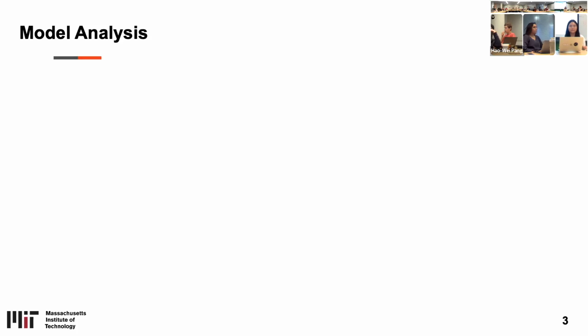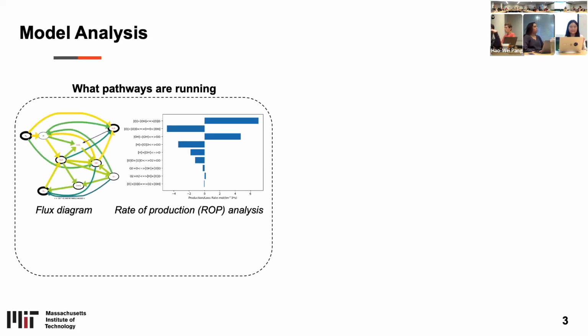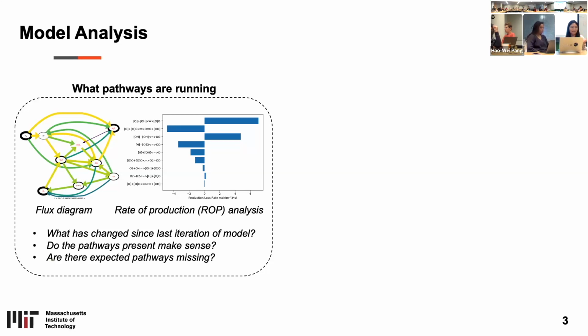So there are two parts of model analysis that people often use. The first is to know what pathways are running, and we already learned how to do this yesterday using flux diagram or RP analysis. You can know what important reactions are running, and we also learned how to check what has changed since the last iteration of the model. Using this and your chemical knowledge, we should really ask ourselves: do the pathways make sense? Are there expected pathways that are missing? And a lot of times when this happens, it's because some parameters in the model are not good.